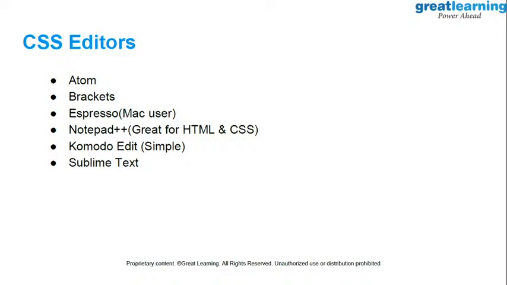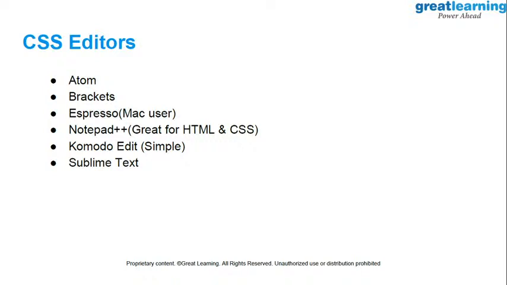Notepad++ is great for HTML and CSS. Komodo Edit is there, that is simple, much simpler than Notepad. So you shouldn't go for it, rather go for Notepad++ or Sublime Text. What I am going to use is Sublime Text. Okay, cool guys, these are all of your editors. Now what is the difference from one editor to another? Yeah, VS Code is also there, Visual Studio is also there, Amar.